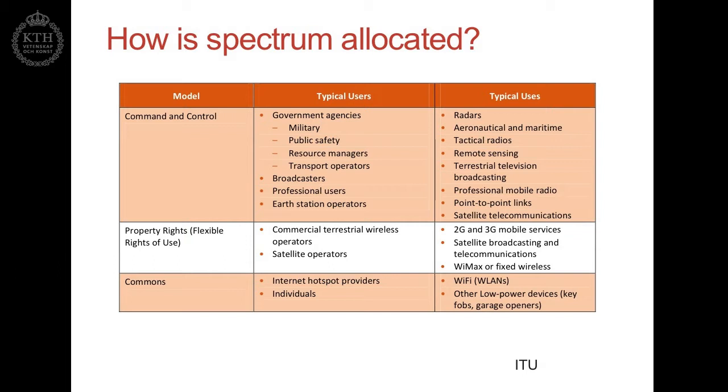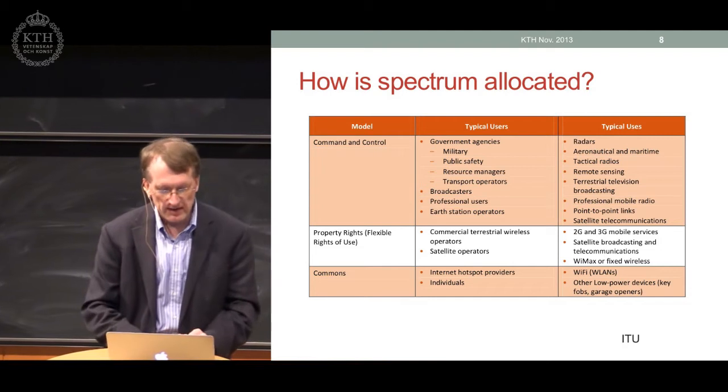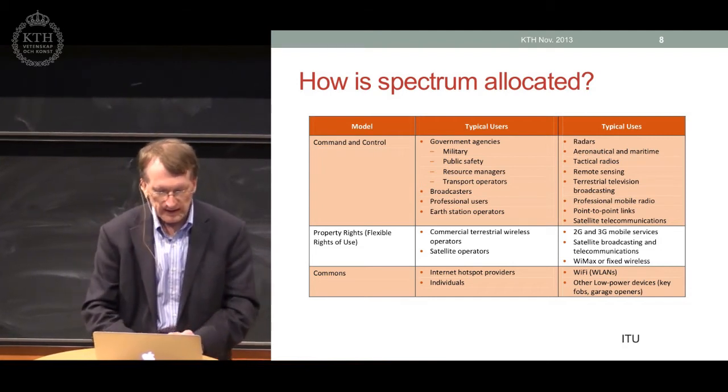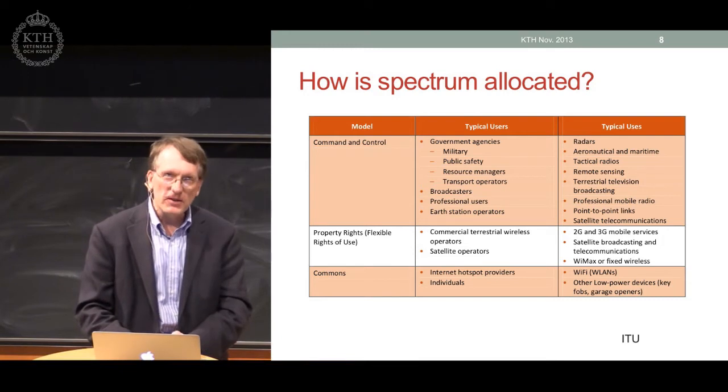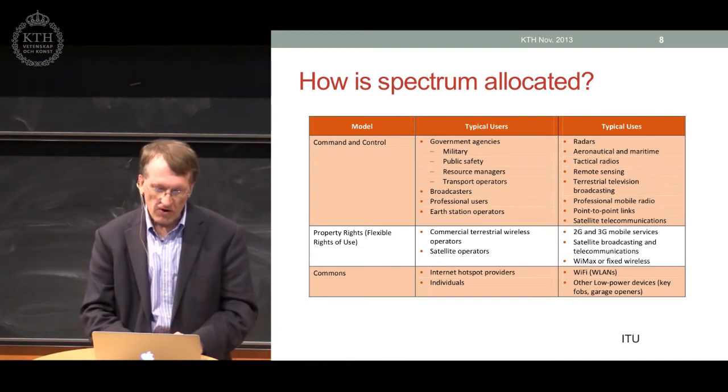The second one is that you essentially treat it like property. You treat it like a house, like a piece of land that you sell to somebody, and that has been used now for a commercial cellular type of system. You typically auction it. I'll talk about that a little bit more. And then thirdly is the commons model. So you don't sell it, you let everybody use it. This is the unlicensed model, so anybody can use a piece of spectrum. By far, the largest amount of spectrum is now used by property rights, but the traditional model is by command and control allocation.